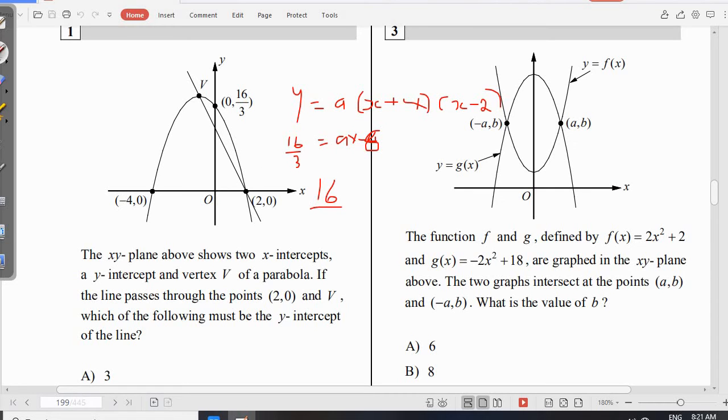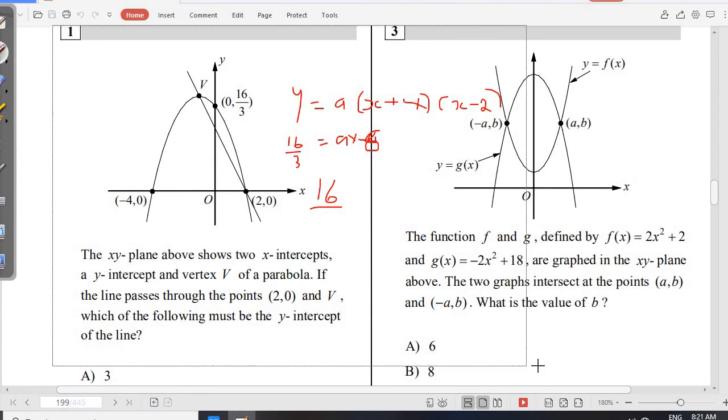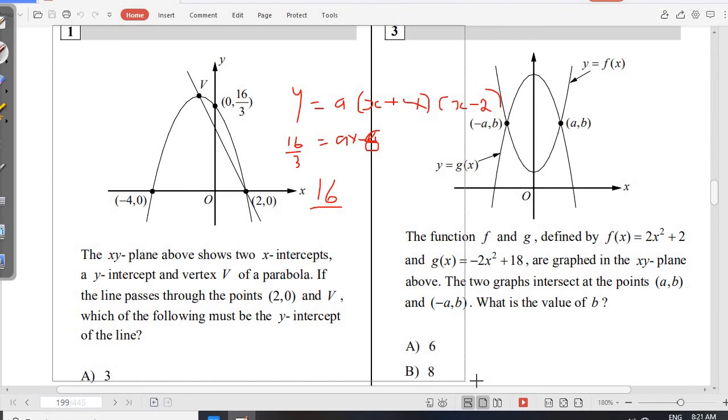I think we should crop this into our main board. Let's just crop this into our main board so we can solve.